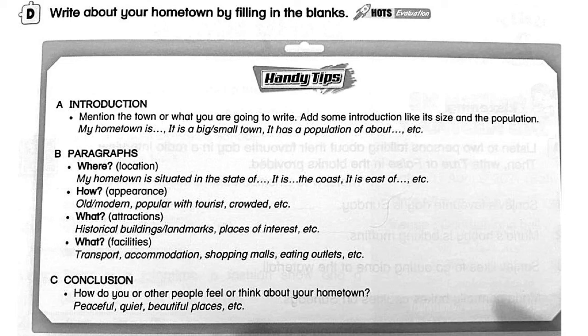Okay, so paragraph two. You can think about where is it. How does it look like, or is it modern? Does it have modern buildings? What are the attractions? Historical buildings, landmarks, places of interest, and what are the facilities there? Okay, for the conclusion, you can write about how you or other people feel or think about your hometown using adjectives such as peaceful, quiet, beautiful places, and others.